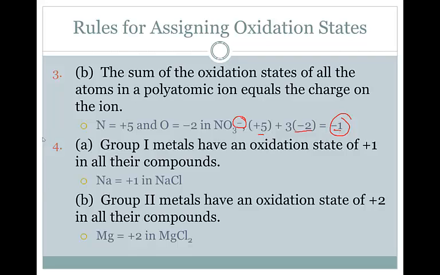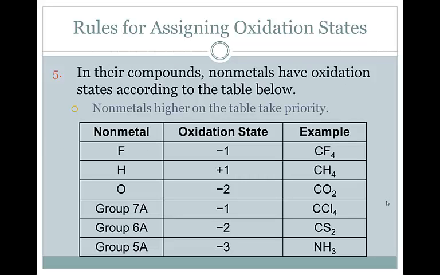Group 1 metals have an oxidation state of plus 1. Group 2 metals have an oxidation state of plus 2. And then finally, nonmetals have oxidation states according to this table, and it's priority down. So fluorine is going to be a minus 1. Hydrogen is going to be a plus 1. Carbon is going to be a minus 2. And for things like carbon, you'd have to actually calculate.